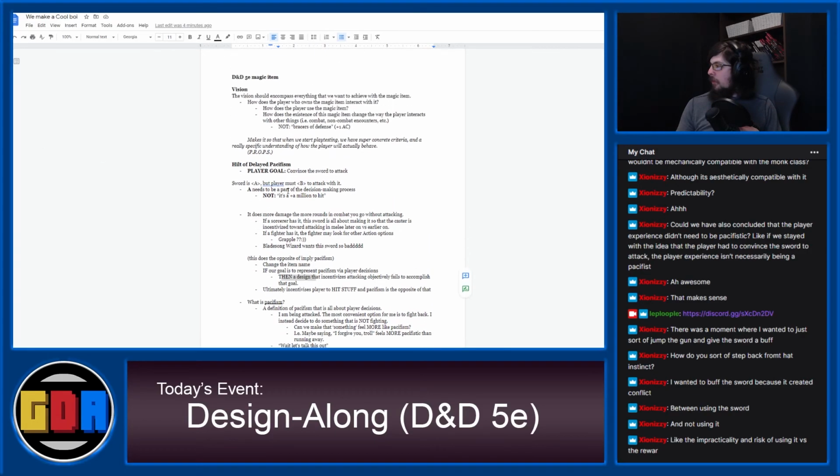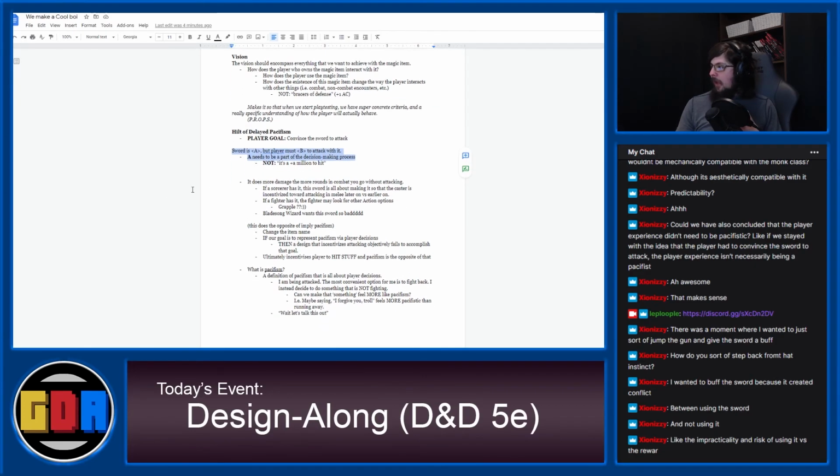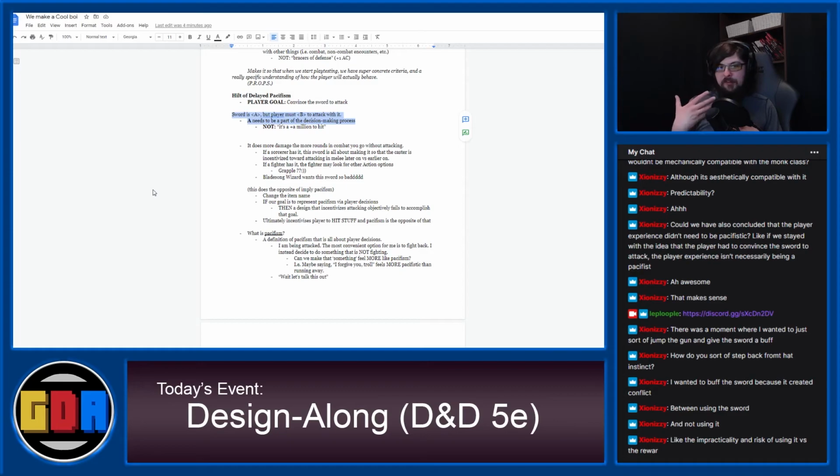And that's why we started with this up here and why I made this definition here, because A needs to be part of the decision-making process, right? Sword is A, but the player has to do something to attack with it, because just making it so that you either attack or not, you have to be considering what is the nature of that tension and what is the decision the player is actually making.